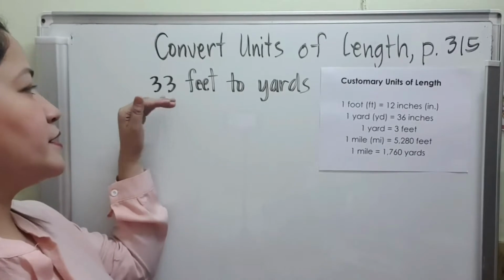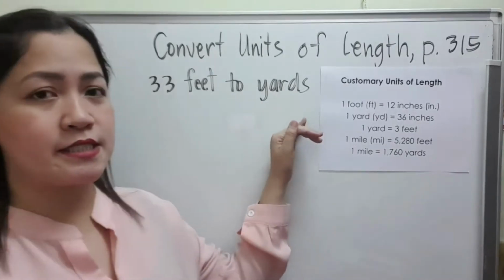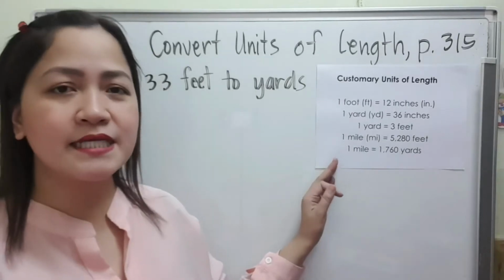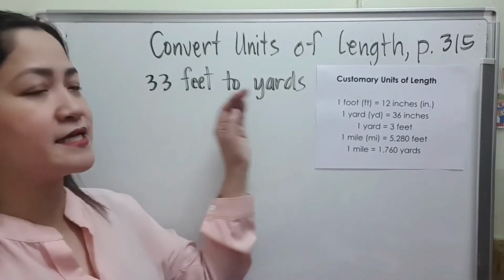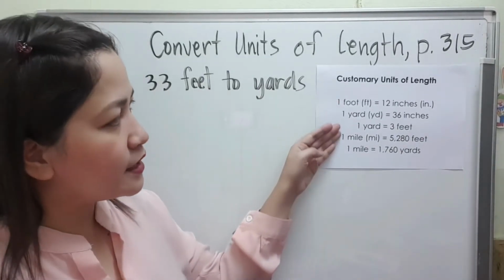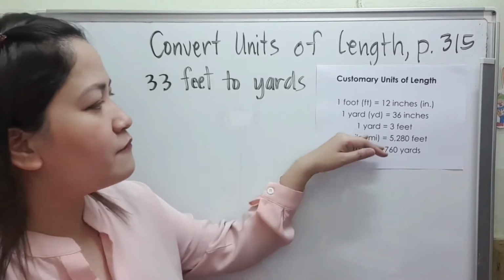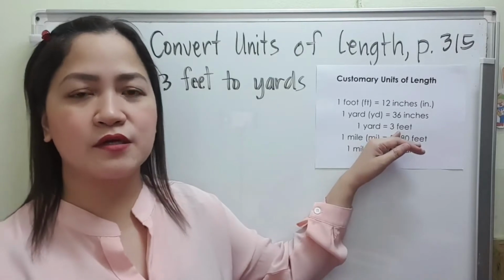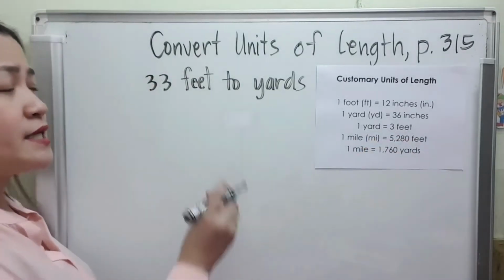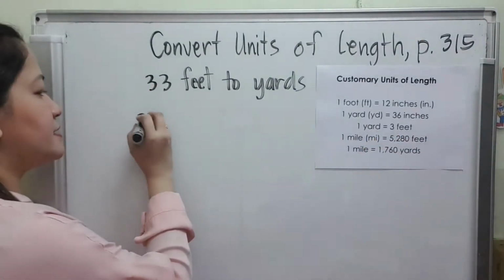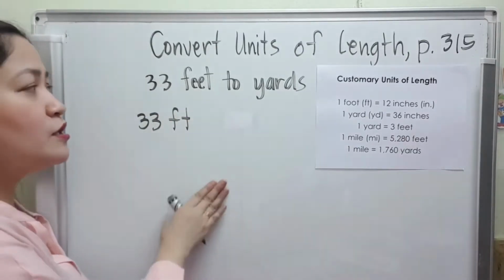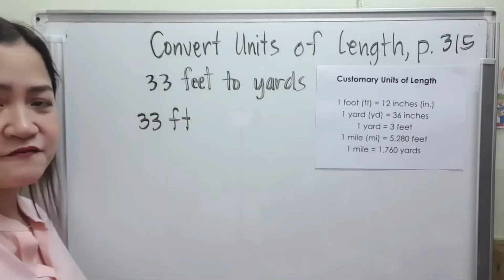We need to convert 33 feet to yards. So we are going to look at our customary units of length and see the relationship between feet and yards. So here in our table, we have 1 yard is equal to 3 feet. So how are we going to convert? First, write the given, that is 33 feet. So we will be using the abbreviation. For the feet, we are going to use FT.